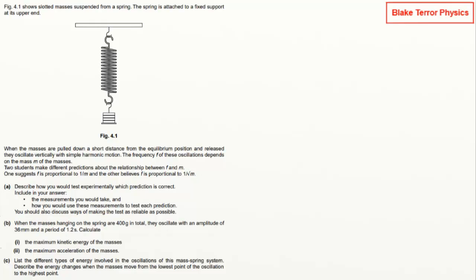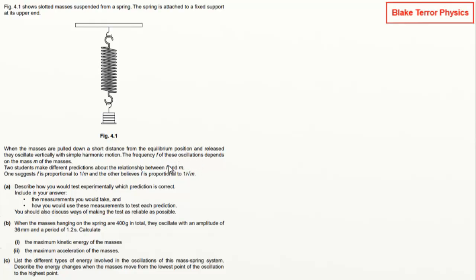Next up, we've got the classic, the oscillating spring. We've got slotted masses suspended from a spring. The spring is attached to a fixed support at the upper end. Okay, when the masses are pulled down a short distance from the equilibrium position and released, they oscillate vertically with simple harmonic motion. Frequency f of these oscillations depends on the masses.